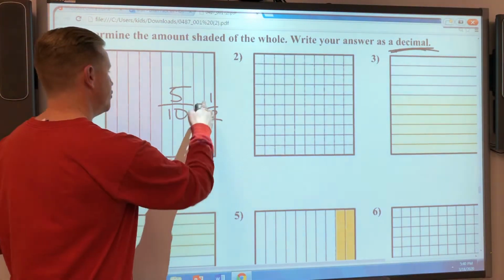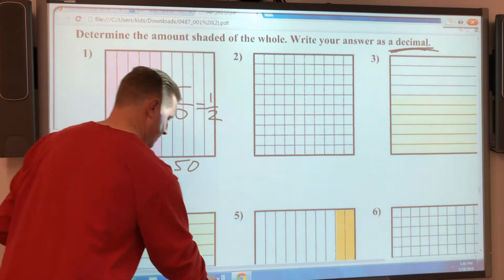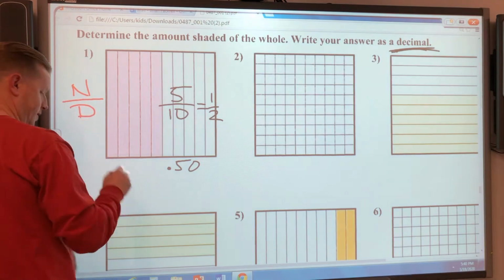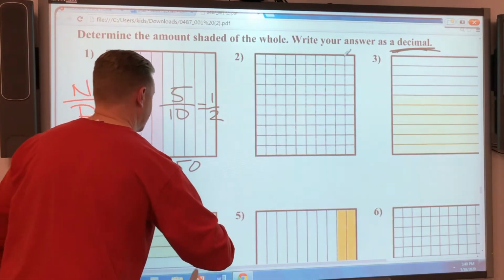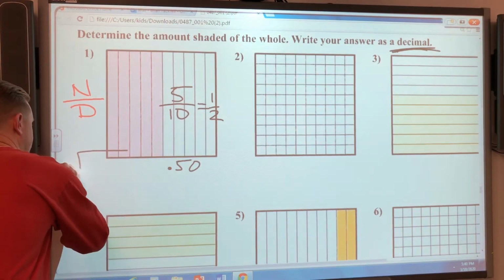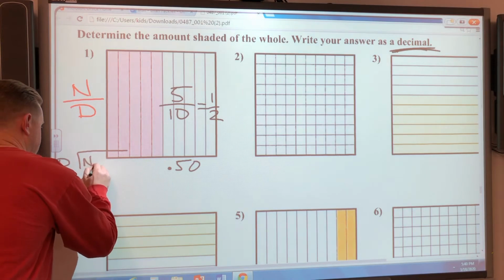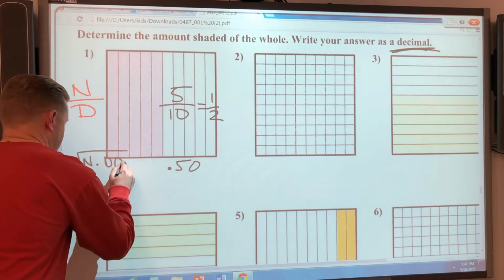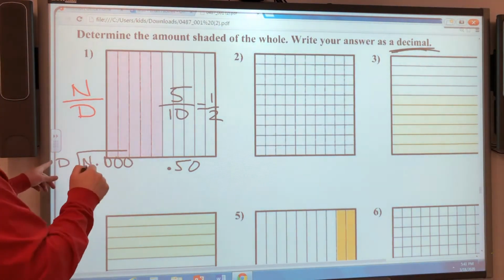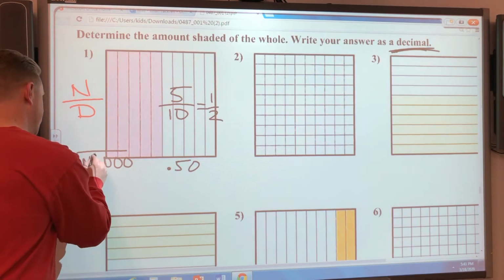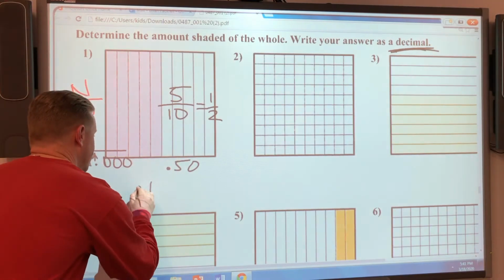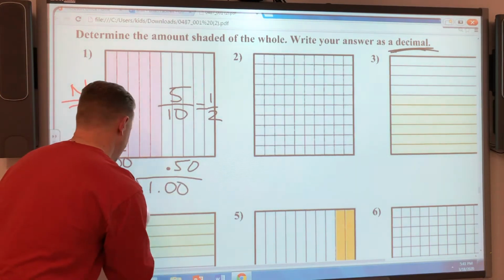Easy way to do that. Numerator and denominator. We're going to take the numerator, put it on the numerator, take the denominator. Decimal goes straight up. In this case, our numerator is 1 divided by 2.